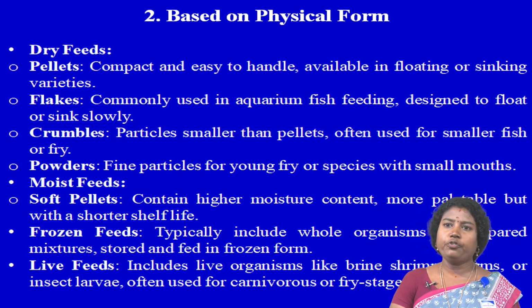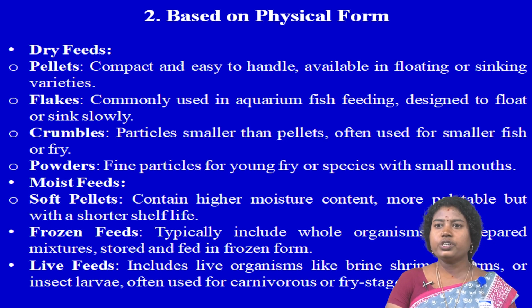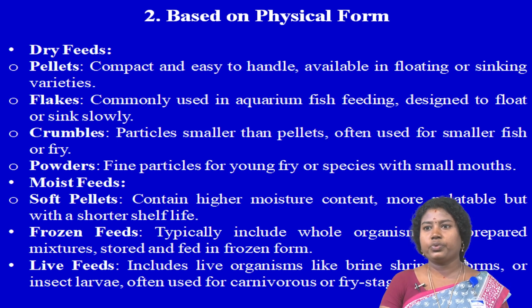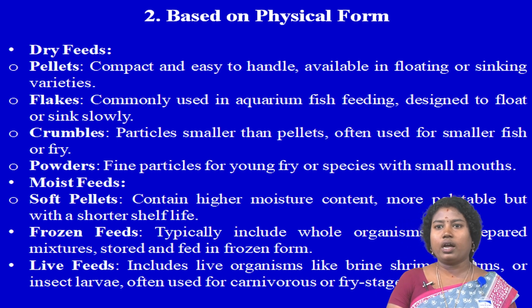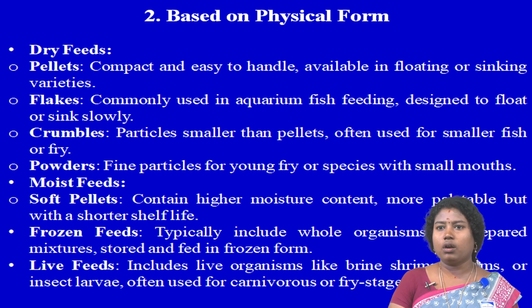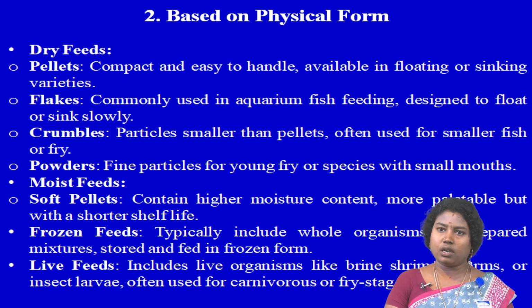Live feeds. Live feeds are organisms fed to fish in their live state. This includes brine shrimp, which is shown in the second picture, bloodworms, daphnia, and other small aquatic creatures. Live feeds are especially important for predatory fish or for stimulating feeding in fry and juvenile fish. They closely mimic the fish's natural diet and provide high nutritional value.